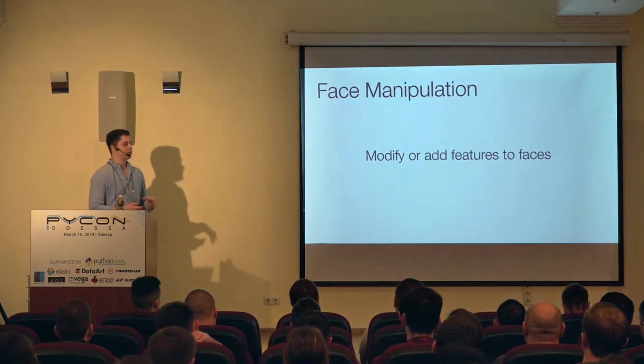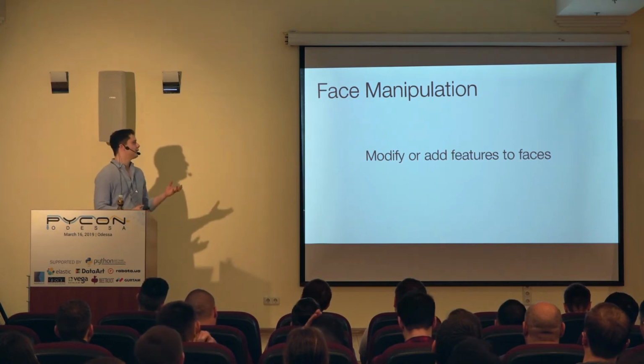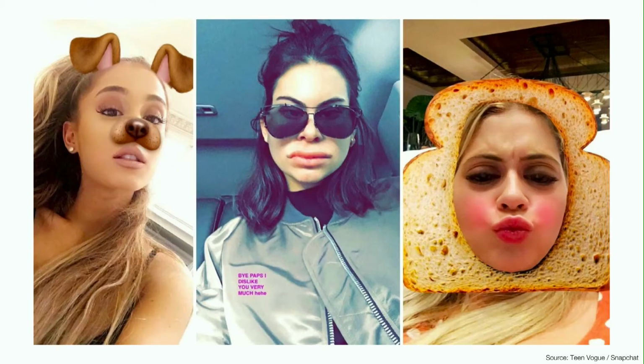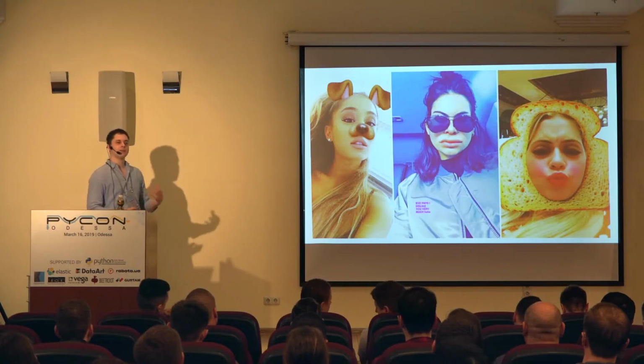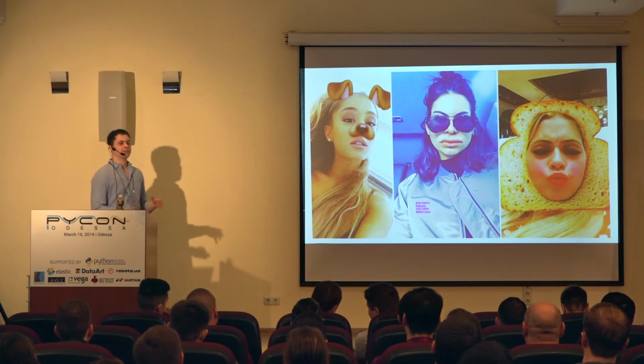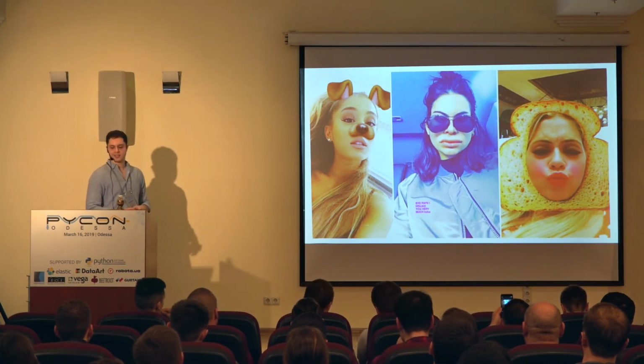And then another very important one that's becoming more and more common is face manipulation. Here you're trying to modify or add some features to the faces. This is very common, for example, in Snapchat filters. So as you detect a face, you detect the facial features, you can modify the shape, you can add new objects to the face, and do several things like that. So applications range from more serious ones, let's say like Photoshop and other things like that, to the more fun and casual applications like this.